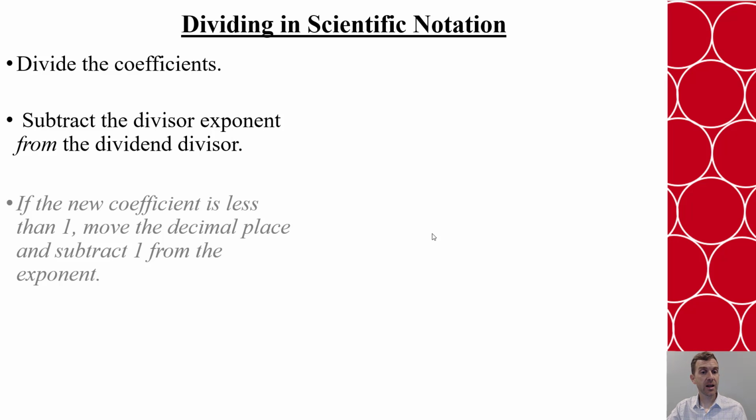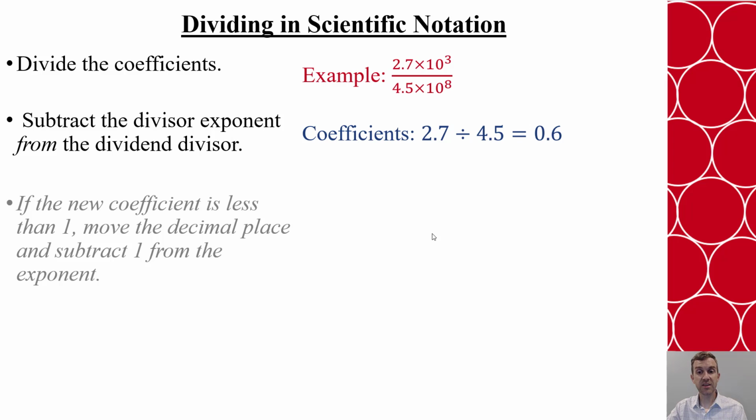And if I divide, I'm going to be doing the same thing. I'm going to be dividing my coefficients. I'll be subtracting my exponents this time since it's division, and then I may need to move my decimal 1 place, depending on how my numbers work out. So let's say I had 2 and 7/10 times 10 to the 3rd divided by 4 and 5/10 times 10 to the 8th. I'm going to start with my coefficients. 2 and 7/10 divided by 4 and 5/10 is 6/10.